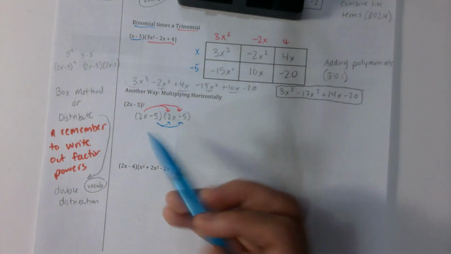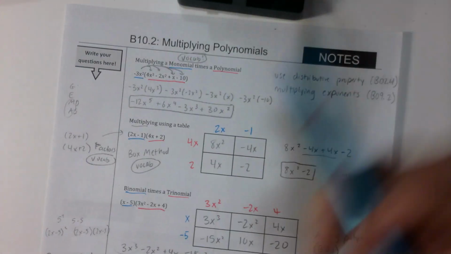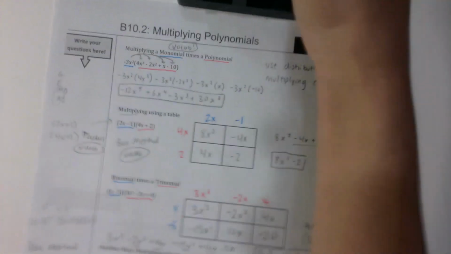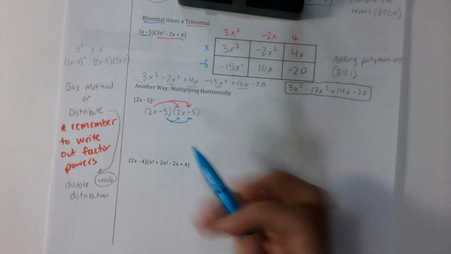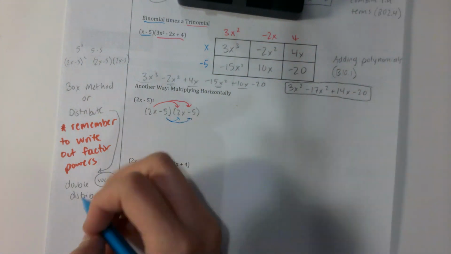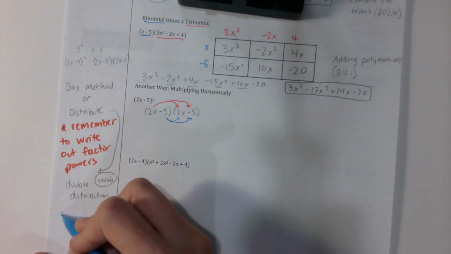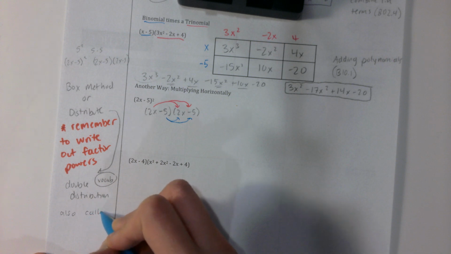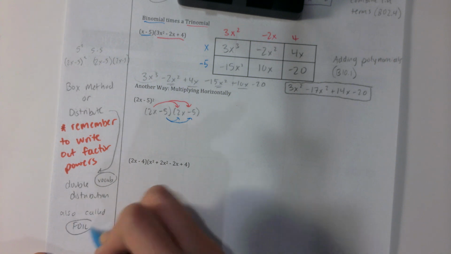So instead of just distributing once, like up above, where right here we just distributed once, here we're distributing it twice, hence the double. Oh, and this is also called FOIL, which is a vocab word.